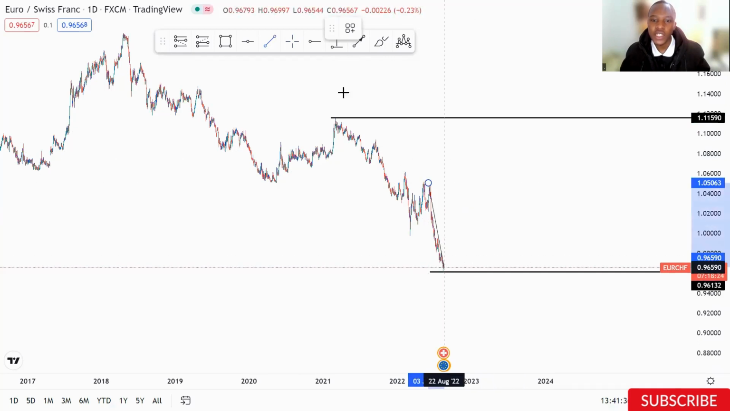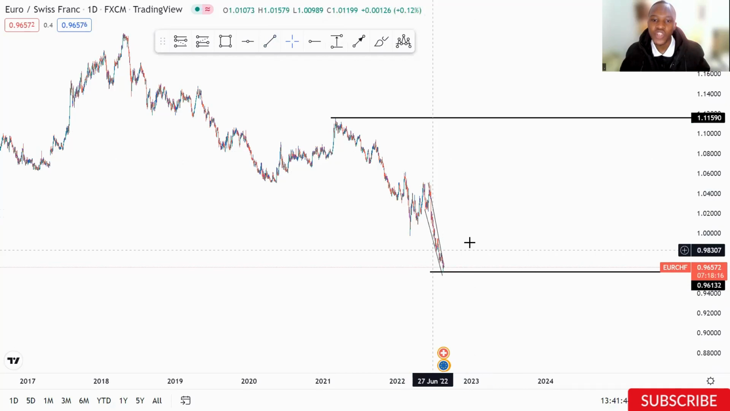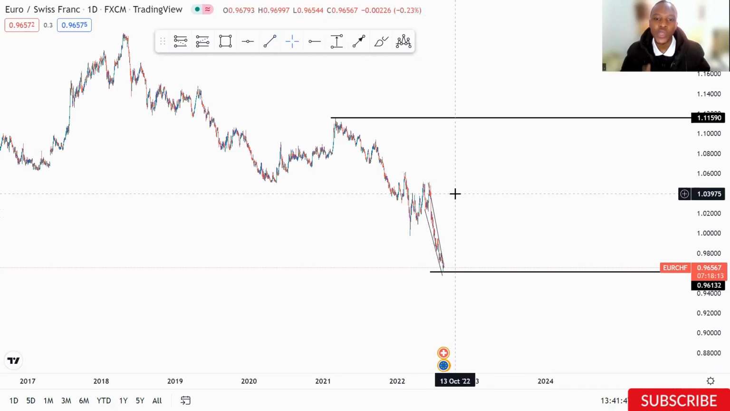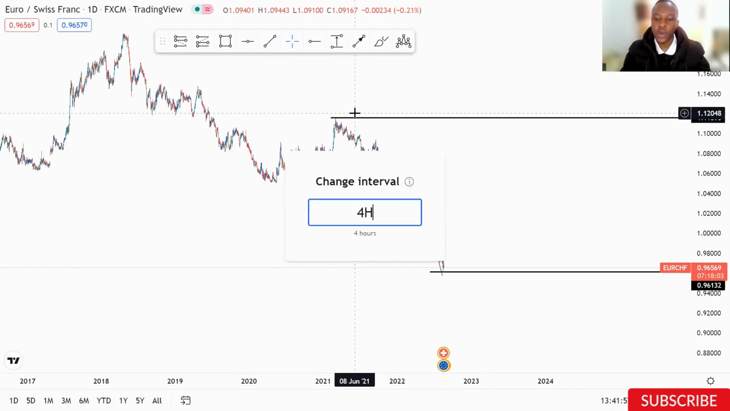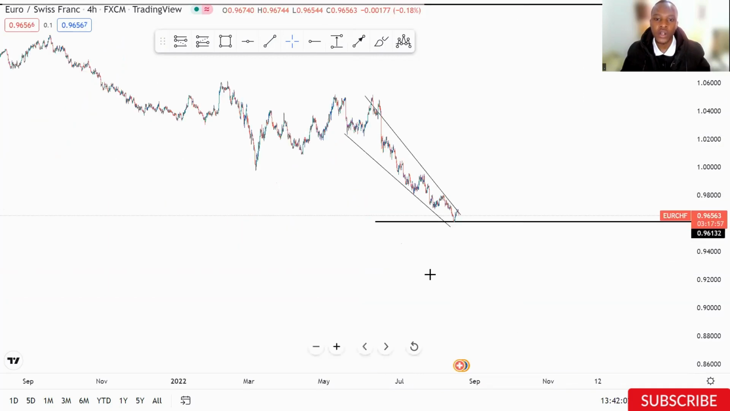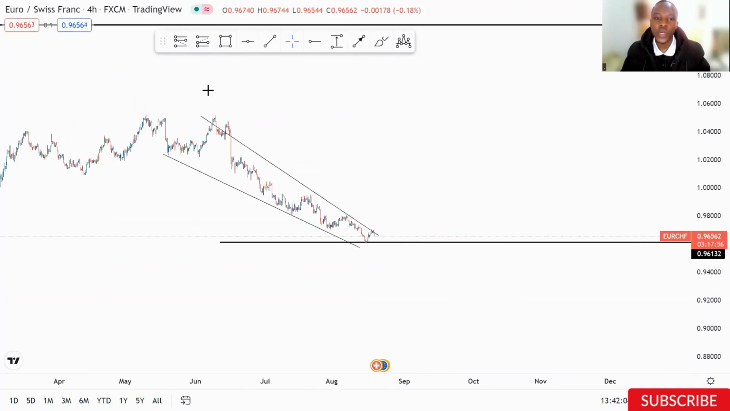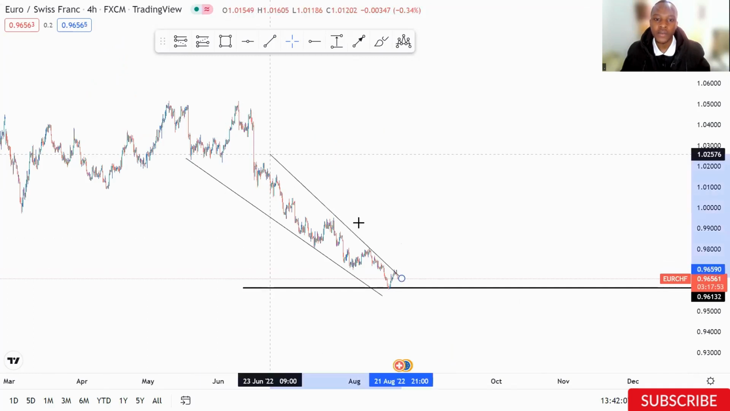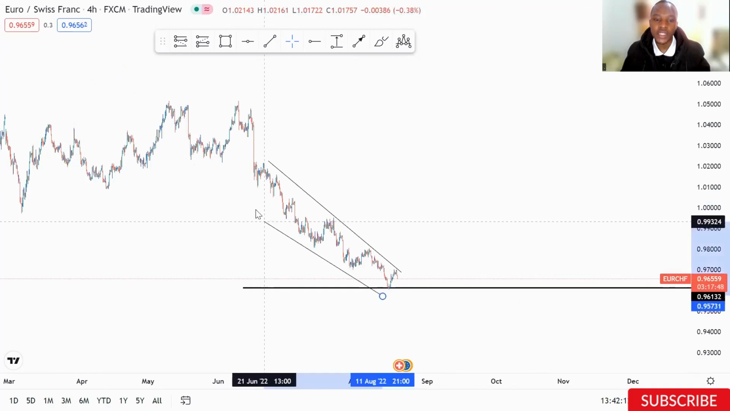So as you can see, the market was trending bearish. We have a bearish trend line. This is how you use trend lines to determine your trends, whether we're trending to the upside, downside, or ranging, right? Now I'm just going to drop it down to the 4-hour time frame so that you can clearly see what is going on. But the whole point is to show you what is support and resistance and how you can use it to make trading decisions.